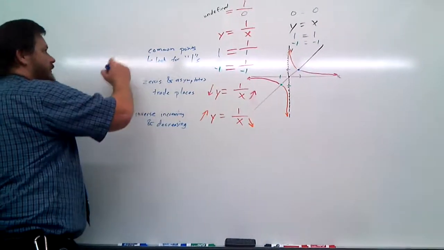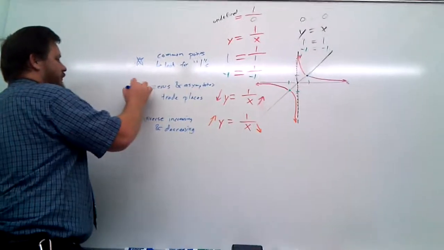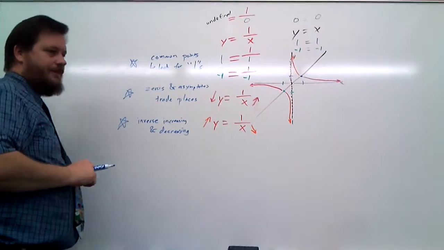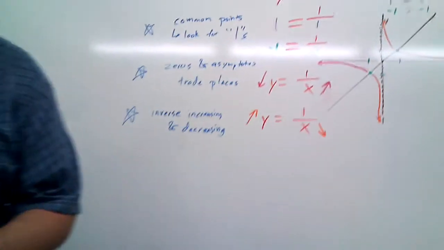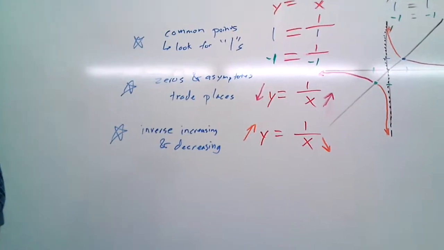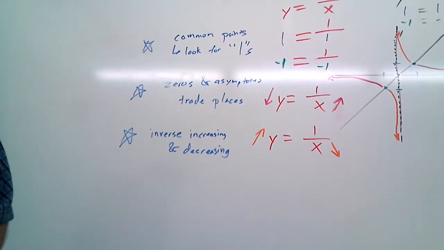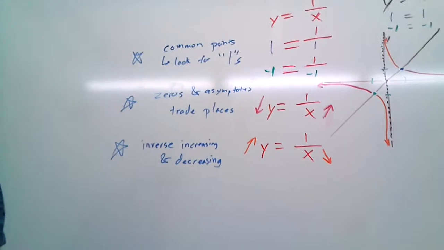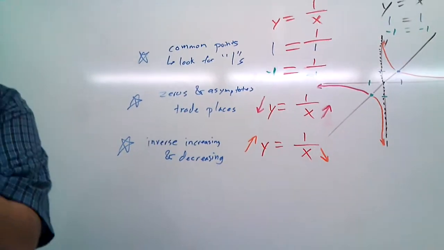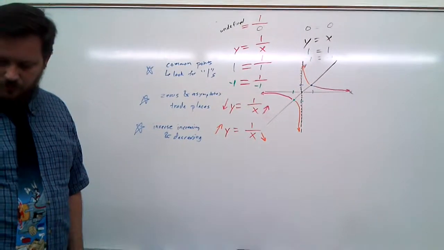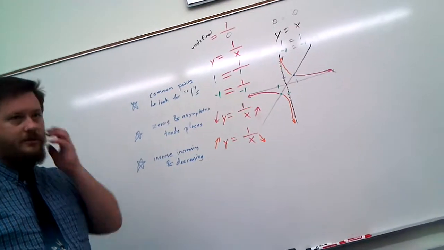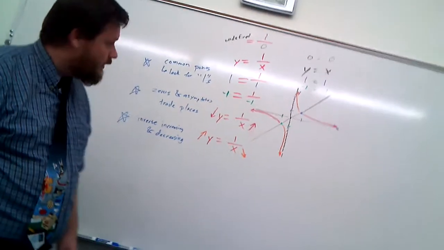Okay, so there's three things to look for when graphing these. Common points: look for ones. Zeros, good. That's on our formula. I should also mention it's also handy to draw a little table of values.